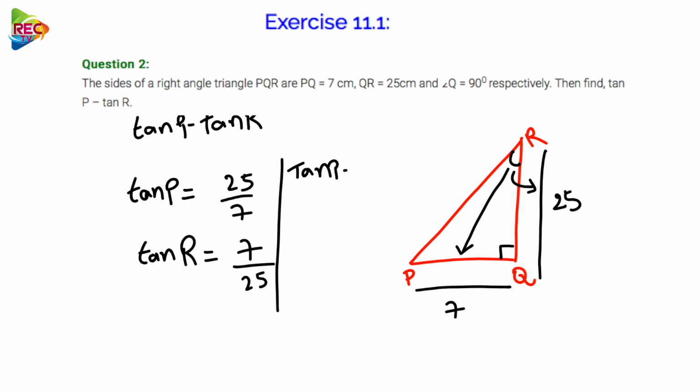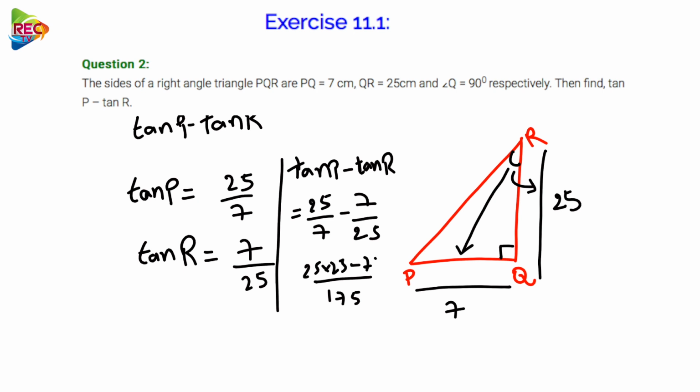Tan P minus tan R equal to 25 by 7 minus 7 by 25. 175 is the LCM. 25 into 25 minus 7 into 7, by 175. So 625 minus 49 by 175, that equal to 576 by 175.